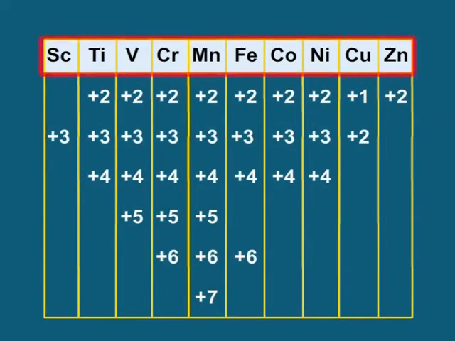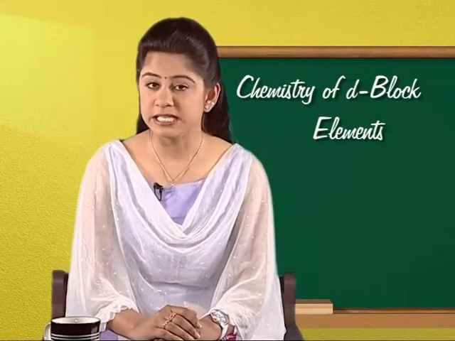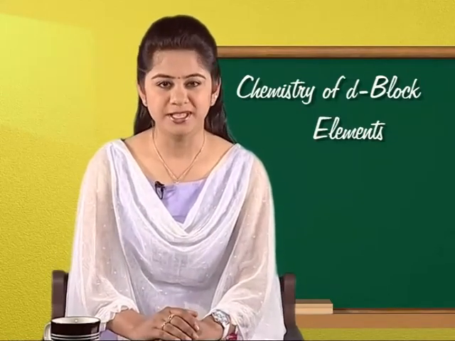Oxidation states of the first row transition metals are shown here. In spite of all these things, a common oxidation state is seen in the first transition series of d block elements. The most common oxidation state of elements of first transition series is +2. Students, now it's time to discuss magnetic properties in them.